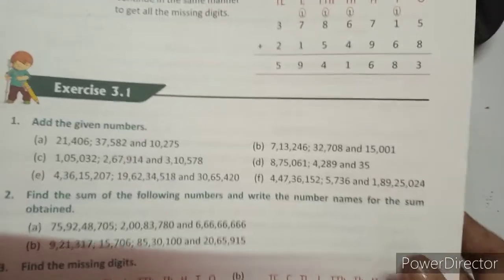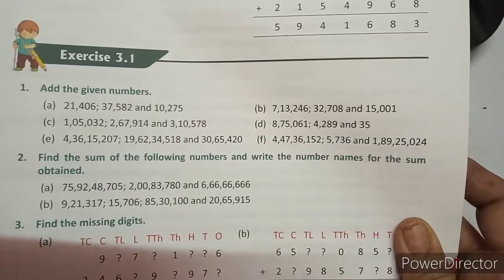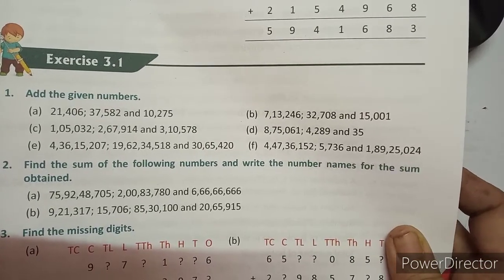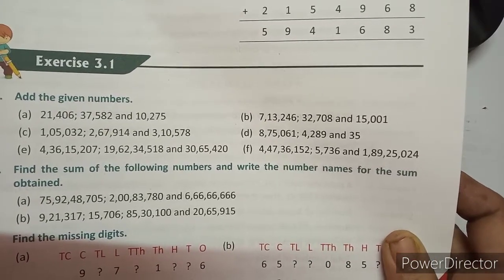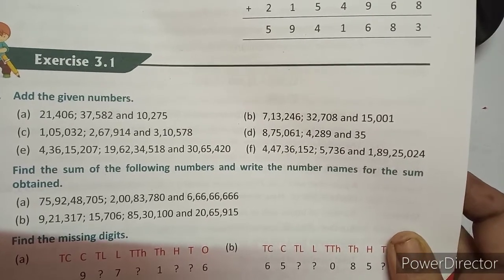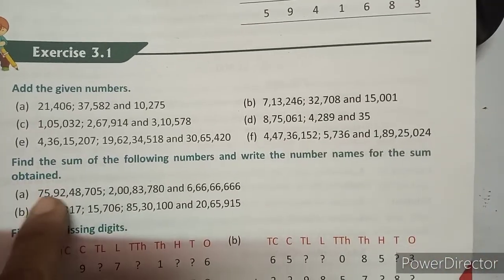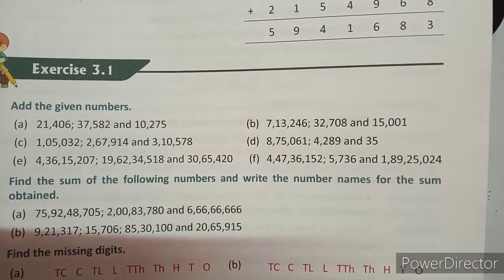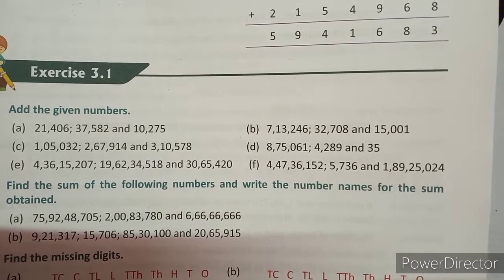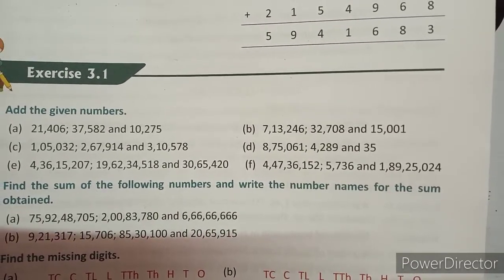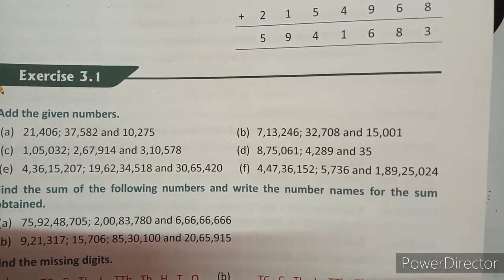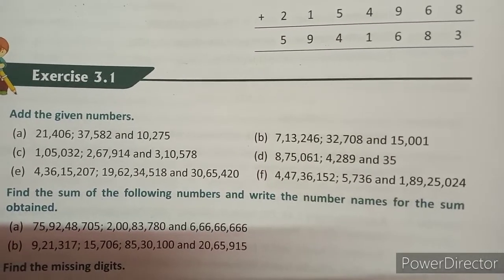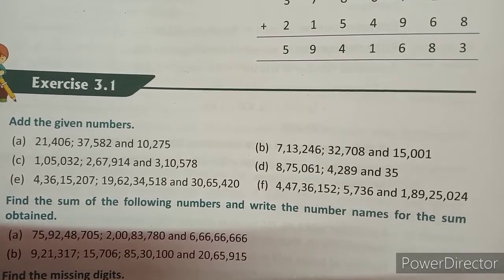Now students, your second question is find the sum of the following numbers and write the number names for the sum that is obtained. So again you need to do the addition of these three numbers. Can you see the numbers? So these three numbers you have to arrange in a proper manner and then you have to add it and find the sum, and whatever is the sum you have to write that as your number name. Okay, so we will start with our addition.